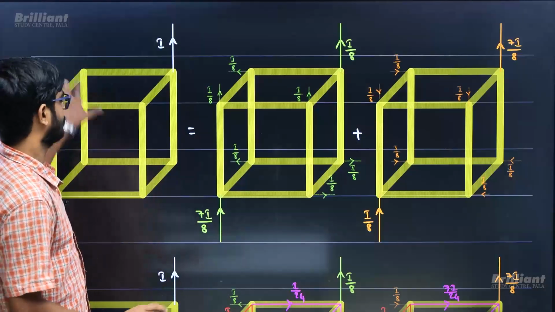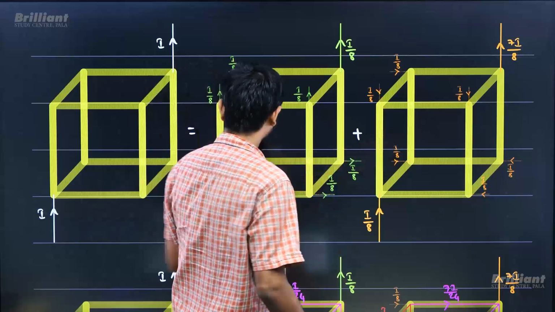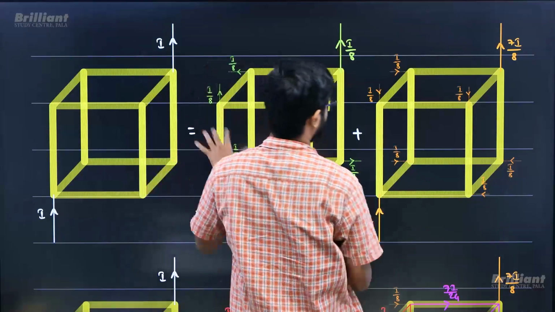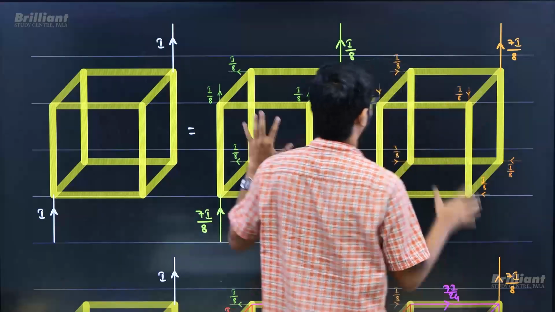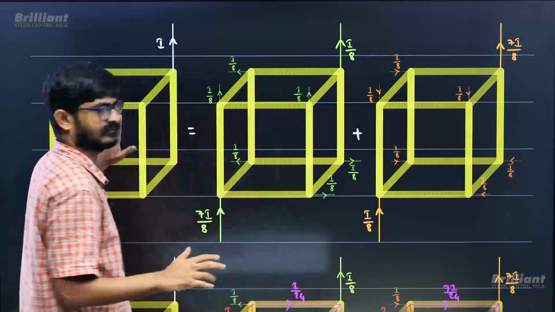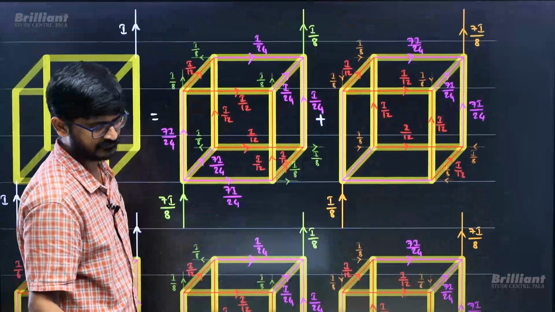So I am going to visualize this figure as a superposition of these two figures, where I am giving 7I/8 and taking I/8 from every other corner, and I am taking 7I/8 and giving I/8 from every other corner. When I superimpose these two, I will get this figure. That is the idea.